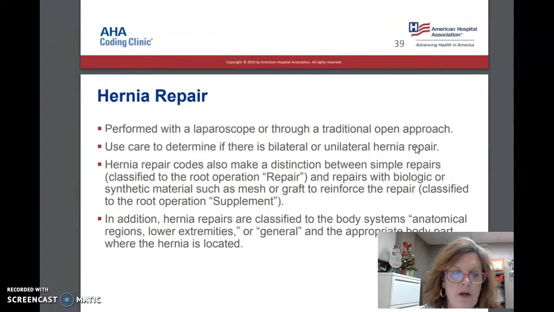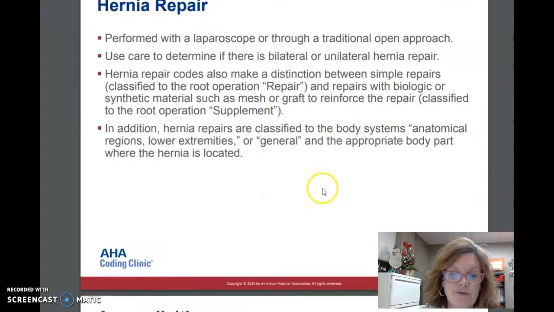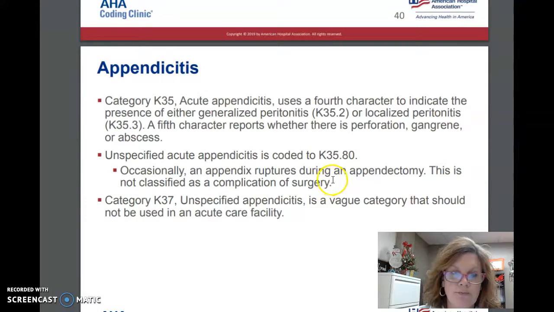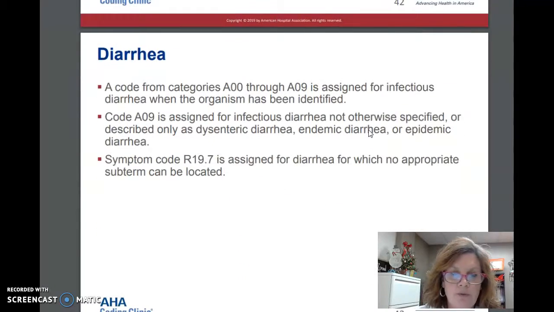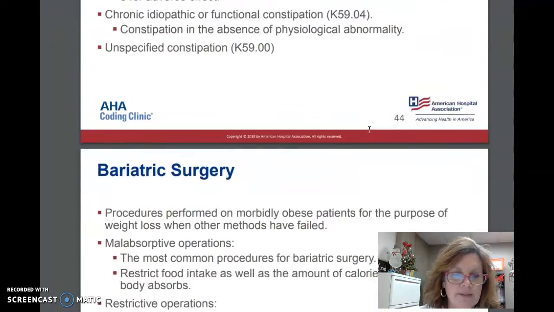questions. All right, so hernia repair. Some things with hernia repair, you want to know if it's through a scope or open, you don't hear of too many opens anymore. You want to know if it's bilateral, unilateral. Usually you're going to do the root operation repair, okay? And sometimes we do the supplement if they're using a mesh or graft. So those are a couple of things to pay attention to. We also have appendicitis. Okay. So codes for diarrhea and constipation.